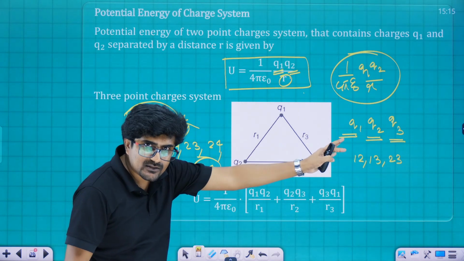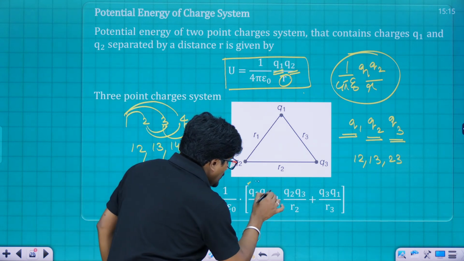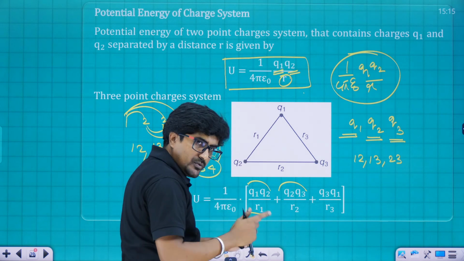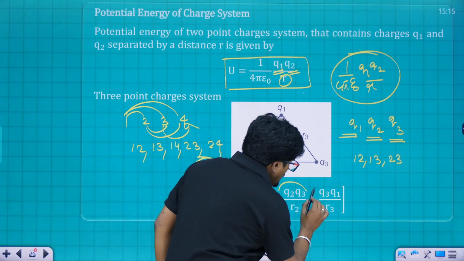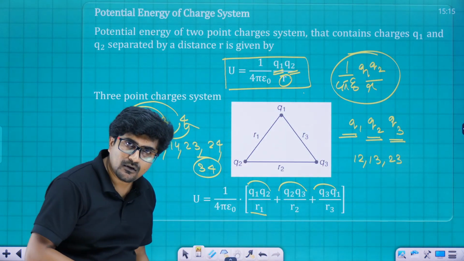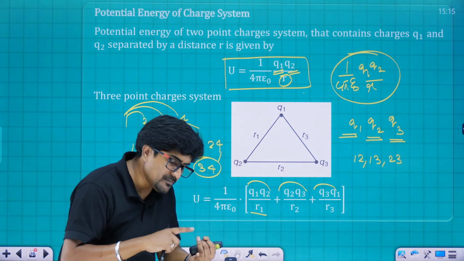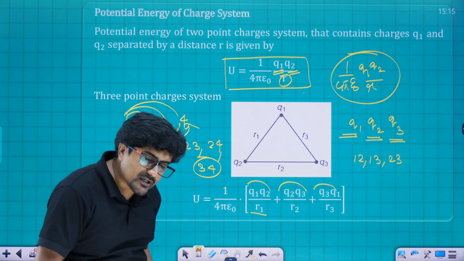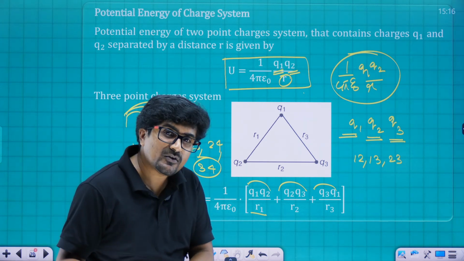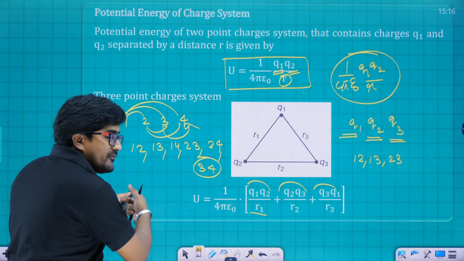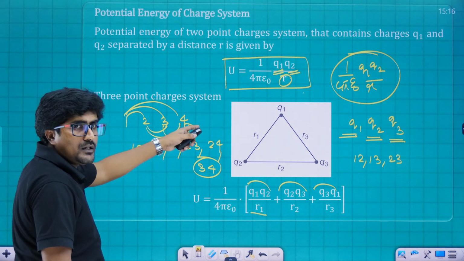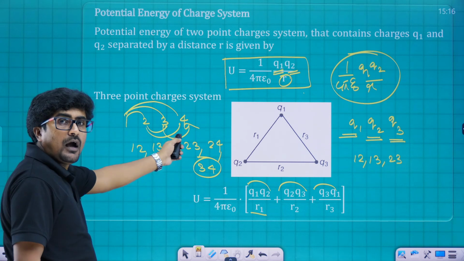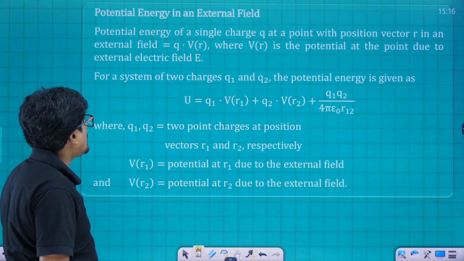So for three charged particles, Q1 Q2 upon R12, then Q2 Q3 upon R23 and Q3 Q1 upon R13, where R12 is the distance of separation between Q1 and Q2, R13 is the distance of separation between Q1 and Q3, and R23 is the distance of separation between Q2 and Q3. Similarly, if you have four charges, we need to consider all the possible combinations of two pairs each. Repetition needs to be avoided. That's why I recommend this method to find it out.